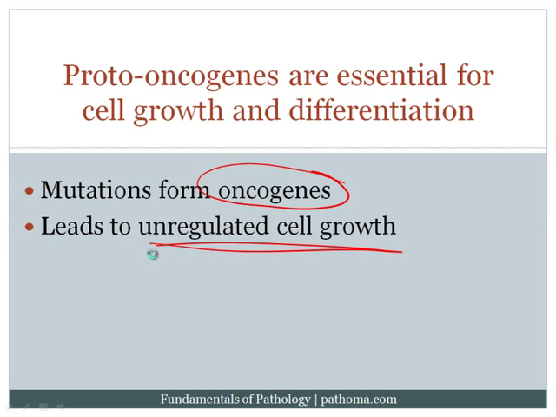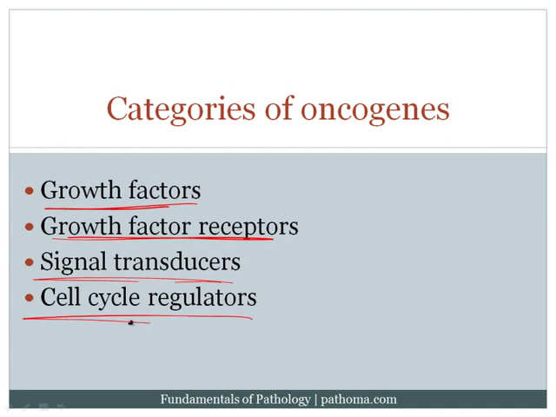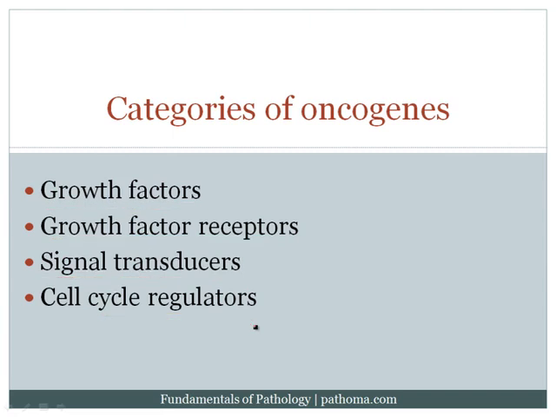Here are the key categories of oncogenes. The categories of oncogenes include growth factors, growth factor receptors, signal transducers, and cell cycle regulators. I think the best way to understand this notion of oncogenes is to go back and remind ourselves of normal cellular growth. So I'm going to generate a whiteboard here and draw you a simple picture to remind you of something.